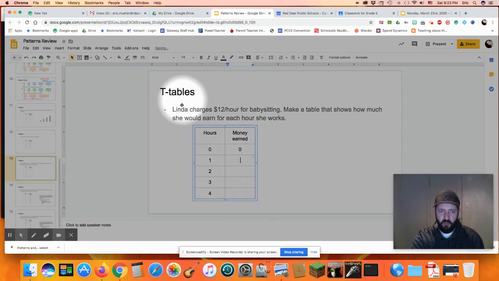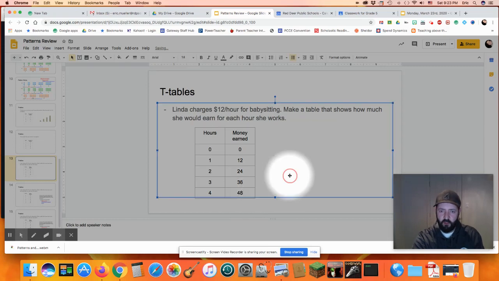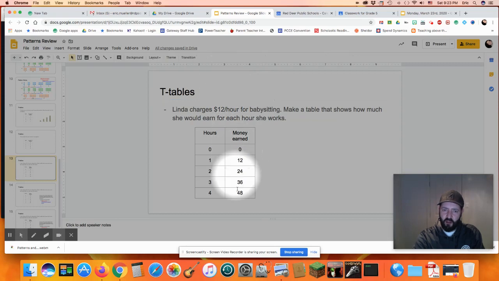And then the problem says she charges $12 per hour to babysit. So that means if she works 1 hour, she'll earn $12. And if she works 2 hours, she'll earn $24. And if she works 3 hours, $36. And so on we go, all the way to the end of the table there. So that's filling in a t-table that's completely empty on the right-hand side, just given the information in a problem.